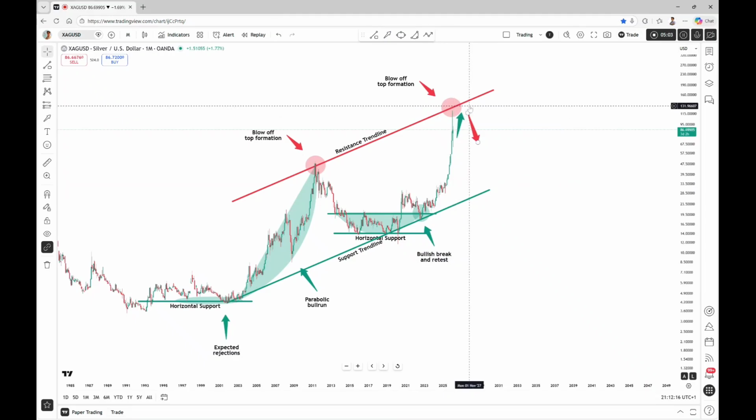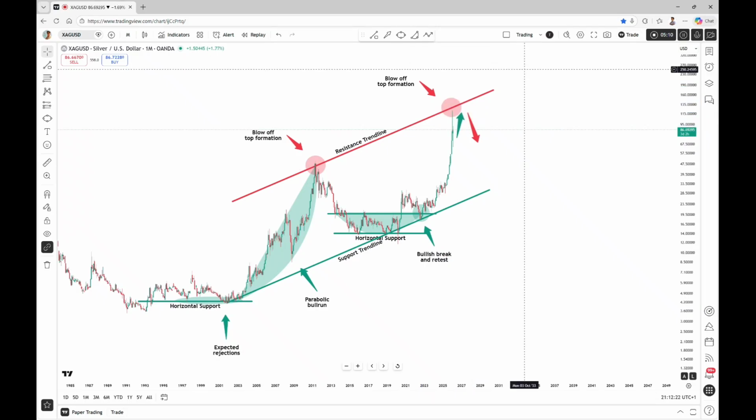Obviously, I will totally keep you up to date regarding any bearish confirmation inside of this structure so you don't miss the significant top formation on silver.